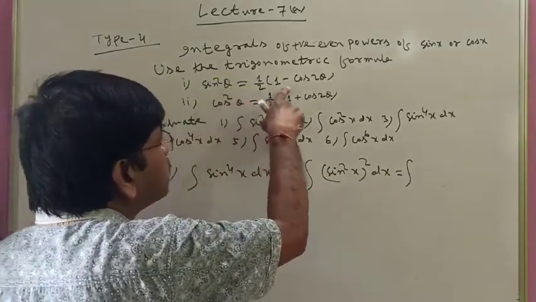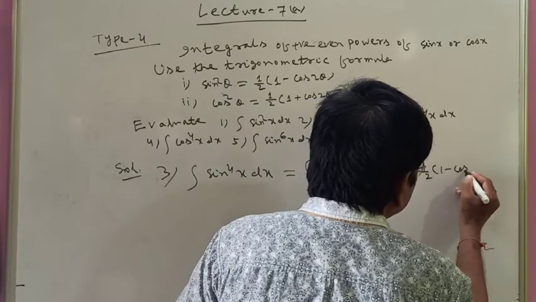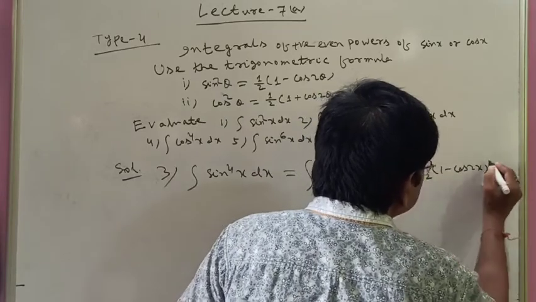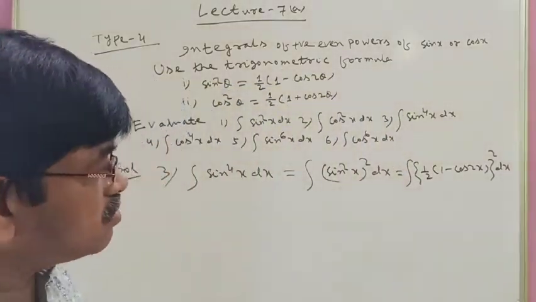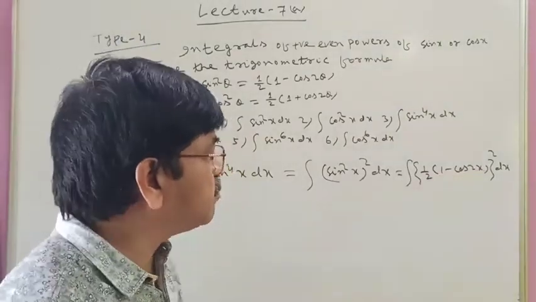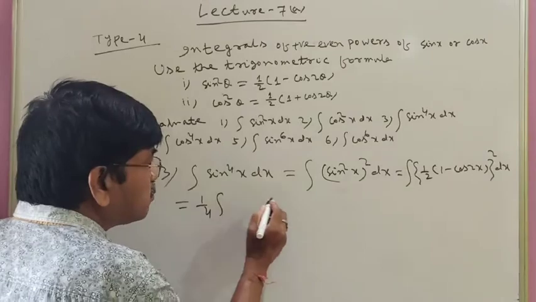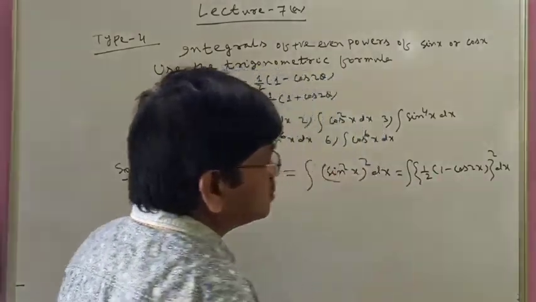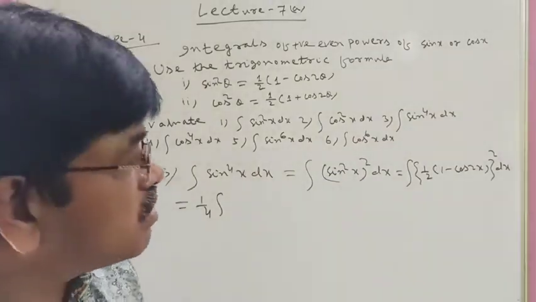Sin square theta is half into 1 minus cos 2 theta, so it will be half into 1 minus cos 2x, this much whole square. Everybody clear? So now half into 1 minus cos 2x whole square. Half square is 1 by 4, that is a constant, keep it outside. Then integration of 1 minus cos 2x whole square. This is a minus b whole square, so what is a minus b whole square? a square plus b square minus 2ab.